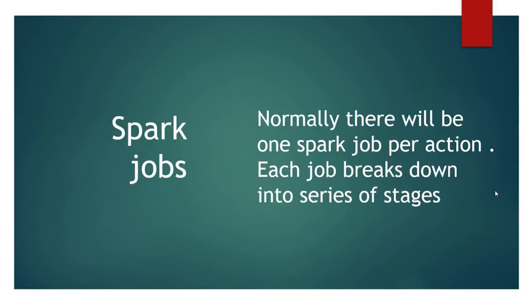When you call an action in a Spark application, it triggers a job. So normally there will be one Spark job per action. Each job breaks down into a series of stages and tasks. The number of stages depends on wide and narrow dependencies. Now let's talk about stages and tasks.